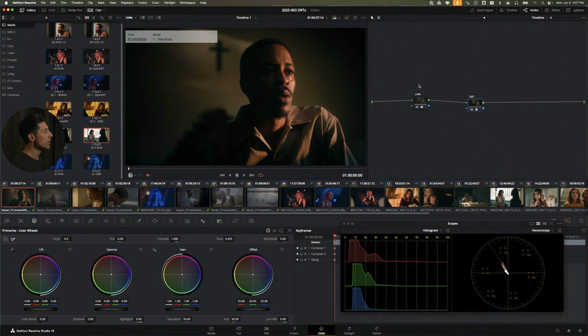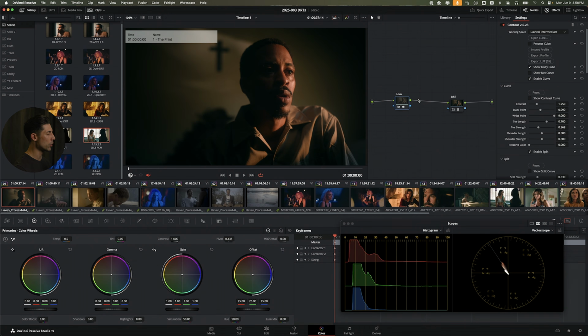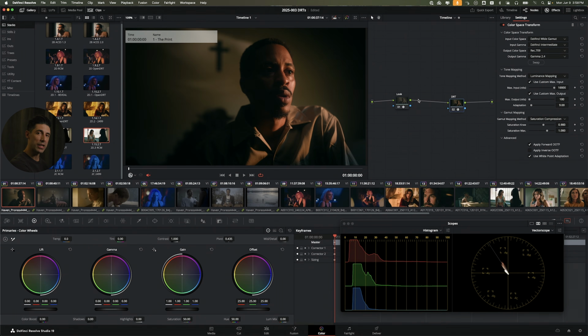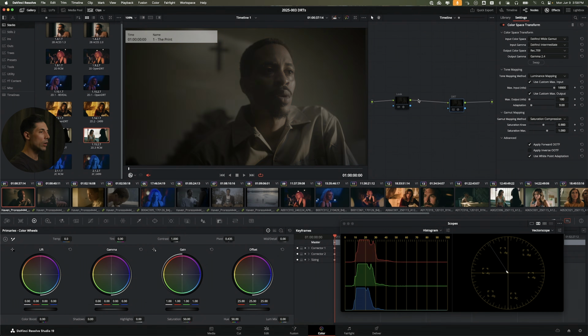And you can see my print, in this case, has two ingredients. I've got a look. This look is coming from my look development plugin, Contour, and it's imparting the creative or the preferential aspect of my print. The second component is my DRT. My DRT is providing the technical component, the technical mapping from my working color space out to my display color space. These two things combine together to form our print. This is the thing that is responsible for putting our image on the screen.